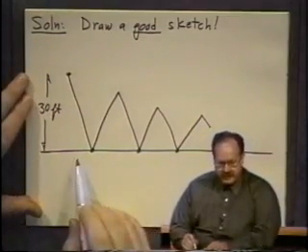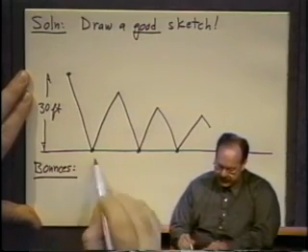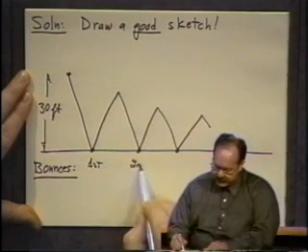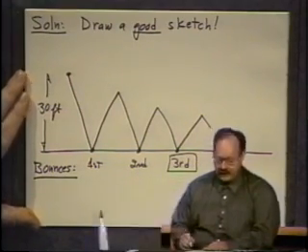Now, let's label some things here. Down here, I can mark the bounces. This is the first bounce. This is the second bounce. This is the third bounce, which I'll box in because we had a question about that.